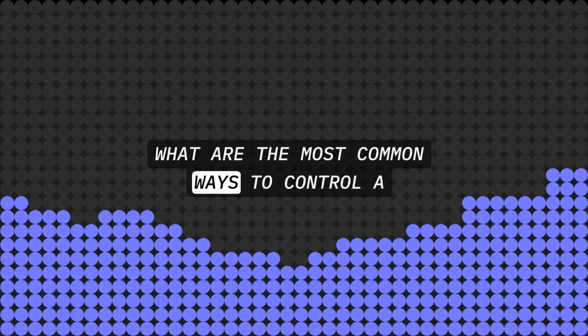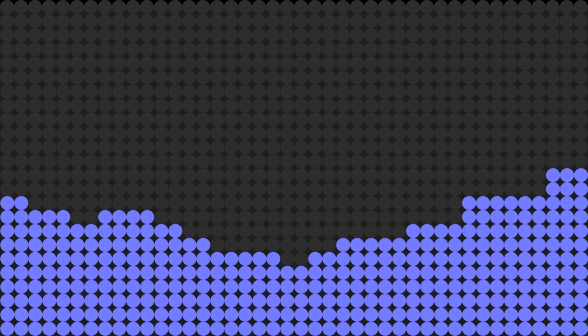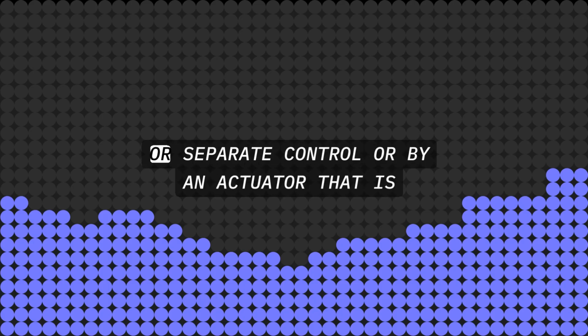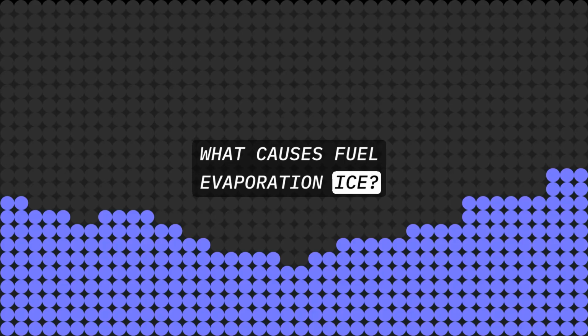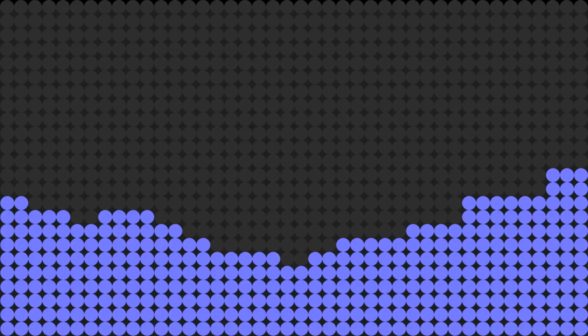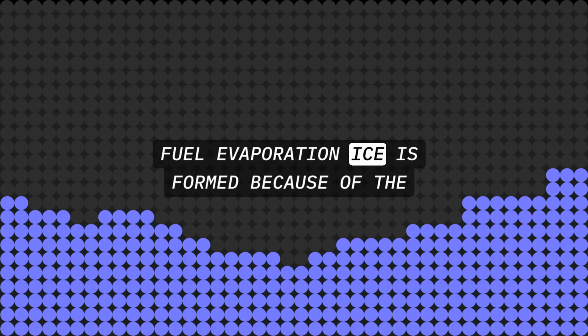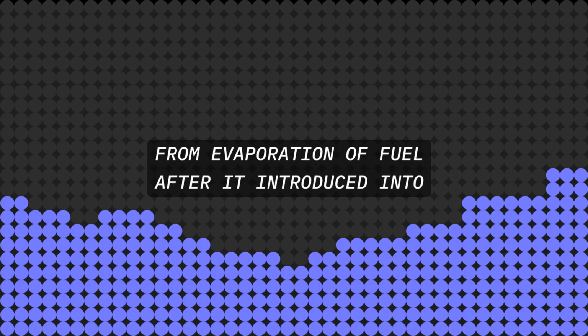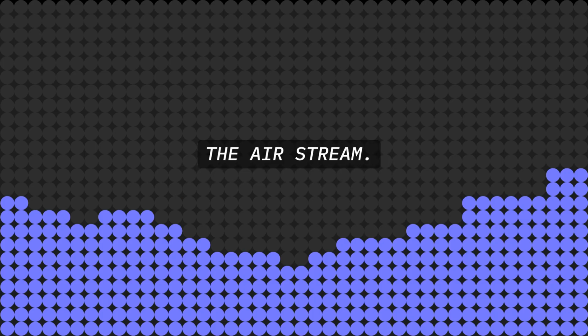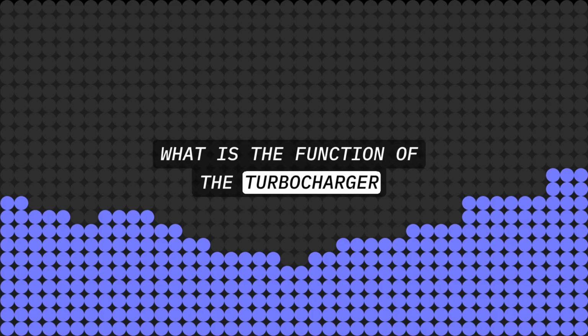What are the most common ways to control a wastegate? Either mechanically with linkages to the throttle or a separate control, or by an actuator that is driven by oil pressure. What causes fuel evaporation ice? Fuel evaporation ice is formed because of the decrease in air temperature, resulting from evaporation of fuel after it is introduced into the airstream. What is the function of the turbocharger wastegate?